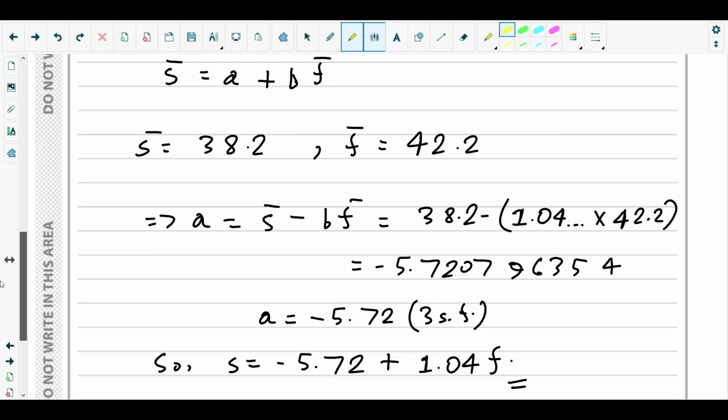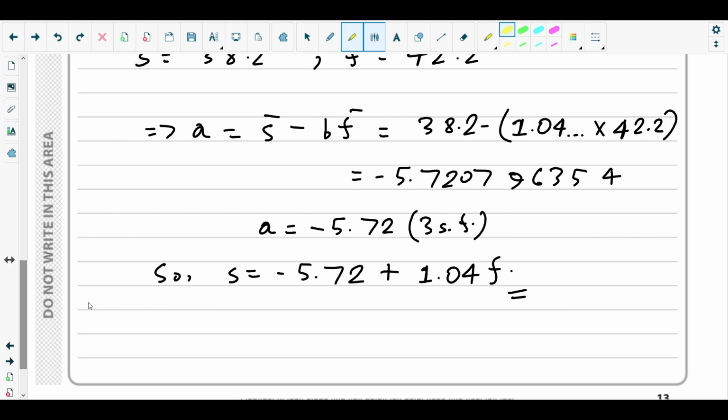Okay, so the regression line equation is for S on F, right? It's for S on F. So that means if you consider the equation in this form, the gradient is basically what? The gradient is 1.04. What does it mean? Which one is the independent variable here? The independent variable is F, right?